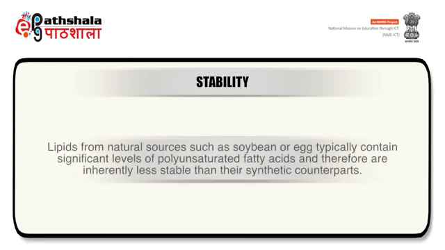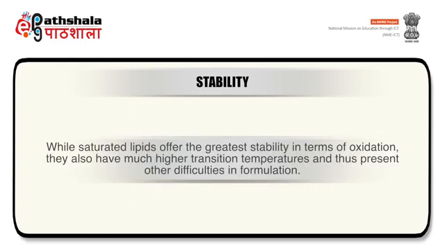product. Lipids from natural resources such as soya bean or egg typically contain significant levels of polyunsaturated fatty acids and therefore are inherently less stable than their synthetic counterparts. While saturated lipids offer the greatest stability in terms of oxidation, they also have much higher transition temperatures and thus present other difficulties in formulation.